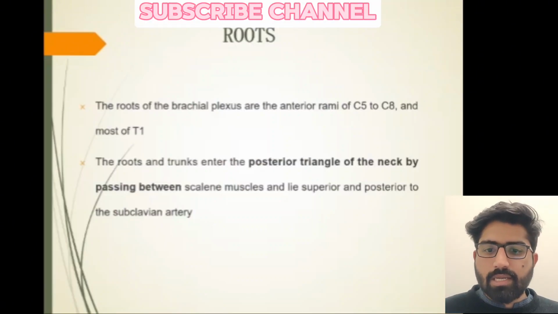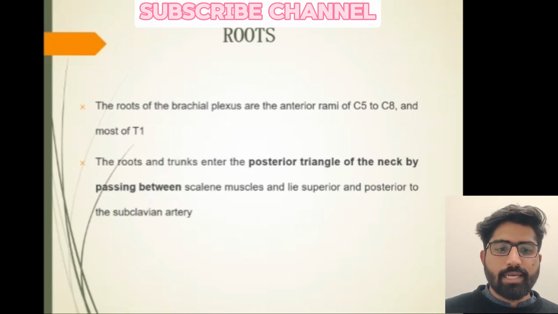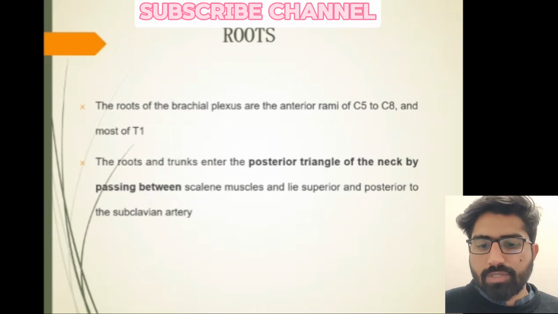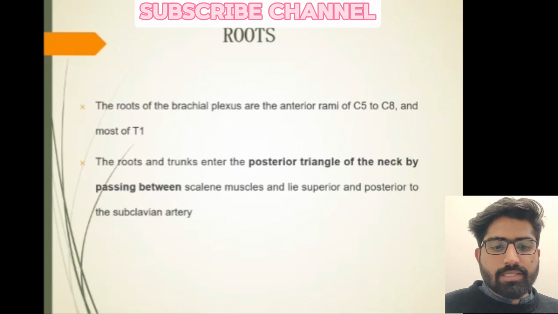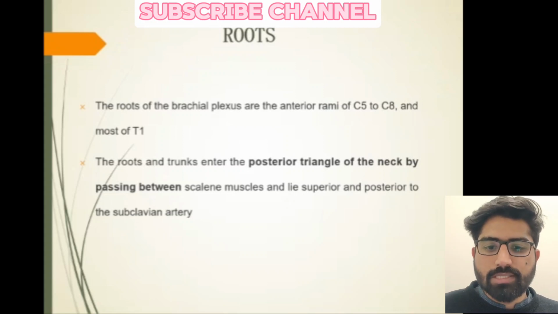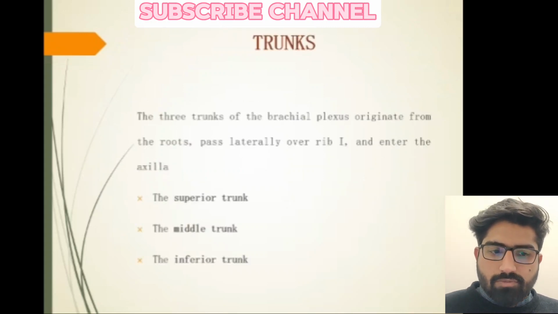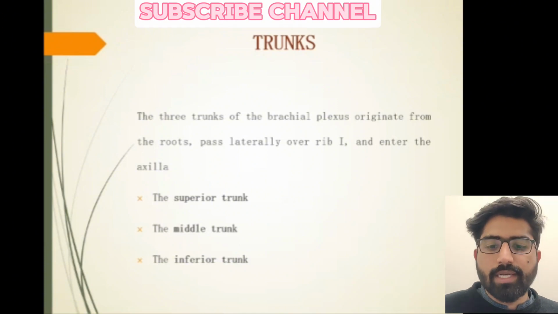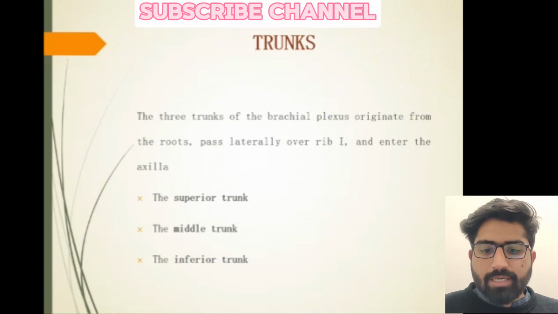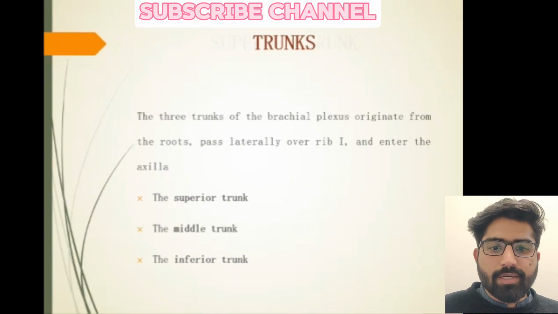The roots of the brachial plexus are the anterior rami of C5 to C8 and most of T1. The roots and trunks enter the posterior triangle of the neck by passing between the scalene muscles and lie superior and posterior to the subclavian artery. The three trunks of the brachial plexus originate from the roots, pass laterally over the rib bone and enter the axilla: the superior trunk, middle trunk and inferior trunk.